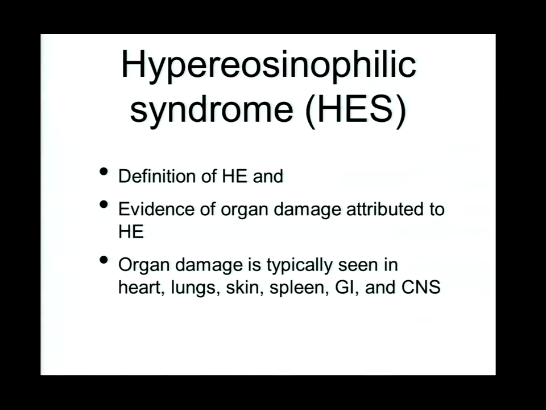And then hypereosinophilic syndrome is really the definition of HE, hypereosinophilia, with some evidence of organ damage related to the eosinophilic elevation itself. And this is usually seen in the heart, lung, skin, and can be seen in the spleen, GI tract, and CNS also.